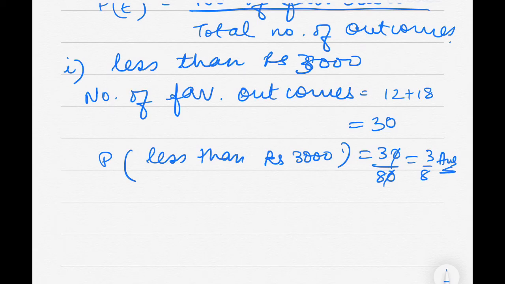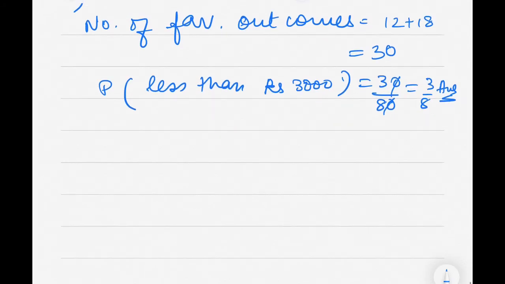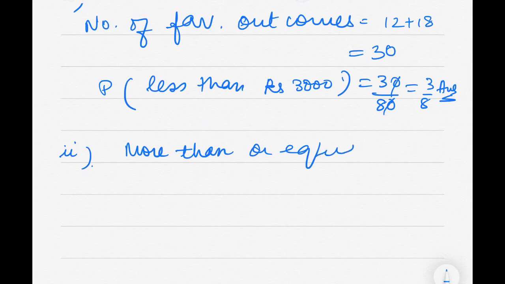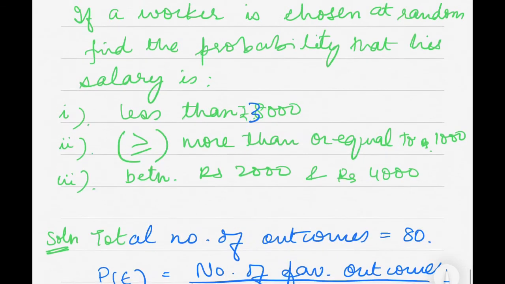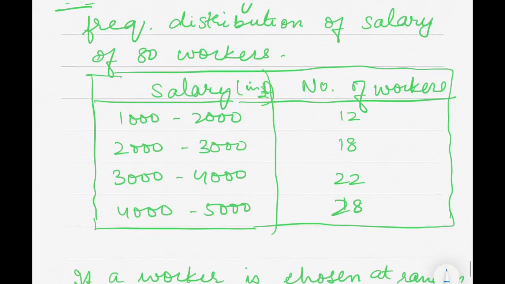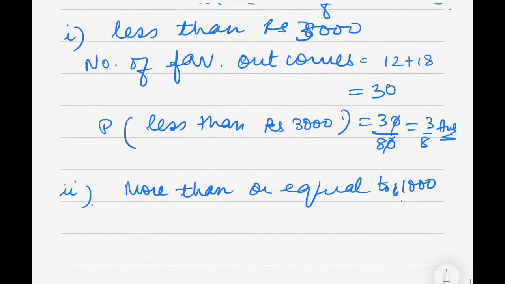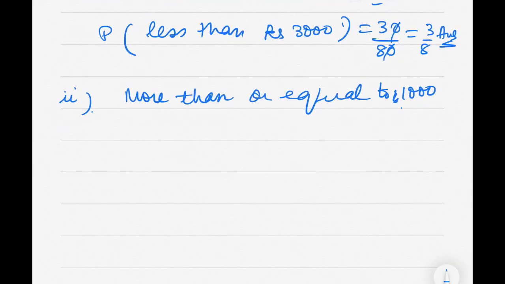Okay, now I'll move to the second part. The second part says more than or equal to 1,000 rupees. If I see the table, all are more than 1,000 rupees, right? Each worker is getting more than 1,000 rupees.